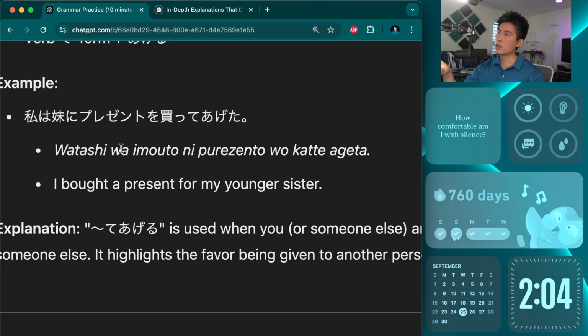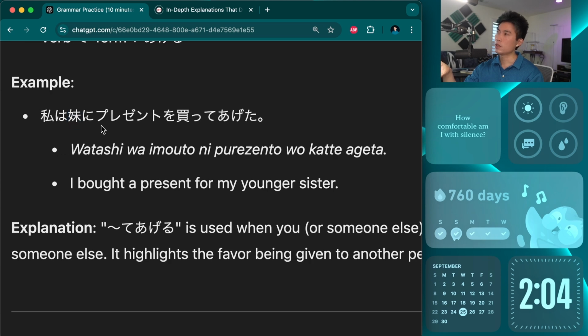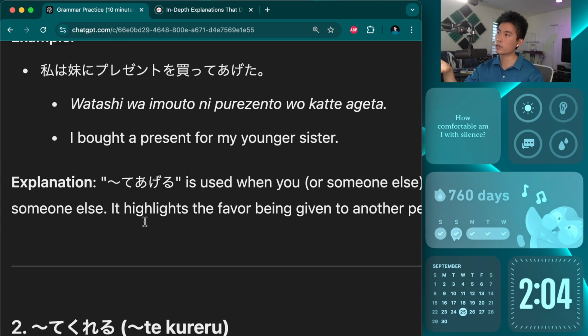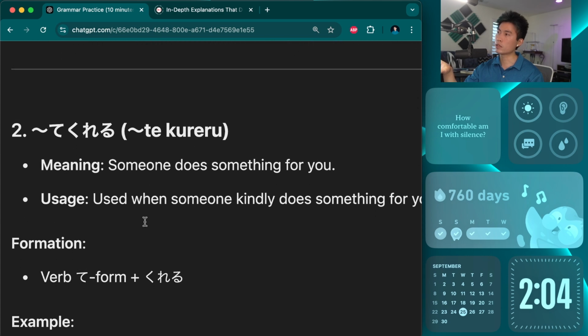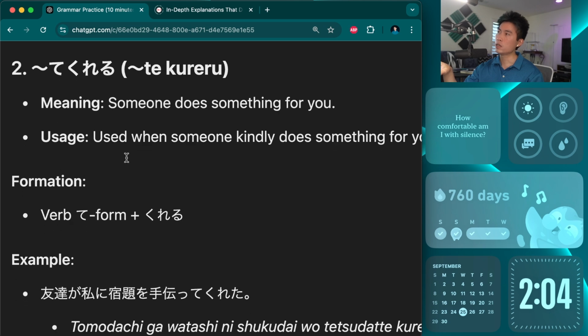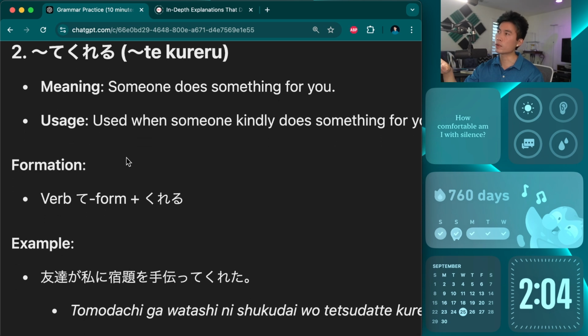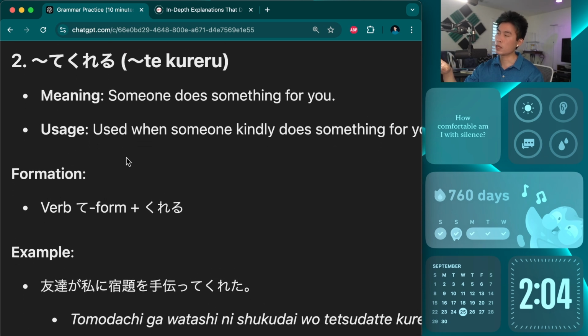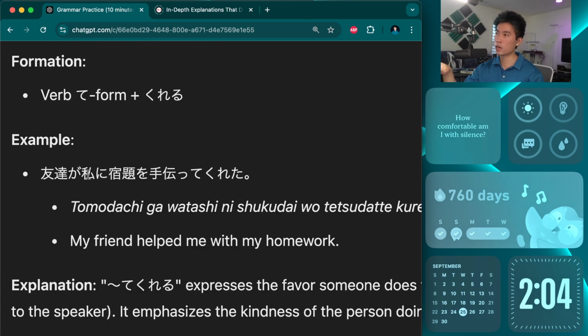Okay. 私は, I forgot that this was imōto. 私は妹にプレゼントを買ってあげた. Gave a present to my, or bought a present for my younger sister. I'm not reading the English right now, or I'm doing my best not to. てくれる。友達が私に, I have no idea what this is. 宿題を, so that's 手伝ってくれた. So my friend helped me with my homework.